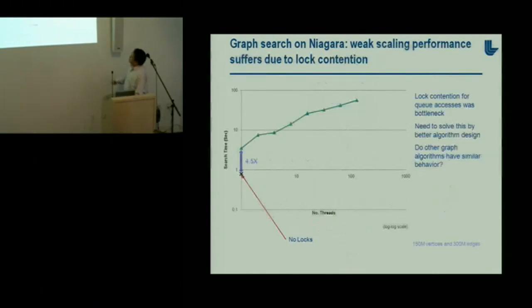This was the problem. So this is the weak scaling study of the graph algorithm that I just showed. And it's really bad. It's a log scale, and the time shoots up a lot. The problem was the lock contention. We checked the hardware performance counters, and sure enough, as we add more threads, the idle cycle time was getting bigger and bigger. And on this particular chip, they used a software locking mechanism. For a single thread, I ran the code with and without the locks. The difference is about 4.5x.